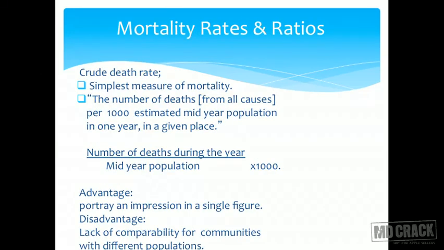Mortality rates and ratios. Crude death rate, as we had already seen this example in the rates, is just the number of people dying divided by the median population multiplied by 100. Very crude, no specialization, nothing added, no age specification, no sex specification, just crude death rate. Advantages of crude death rate: it portrays an impression in a single figure, and disadvantages are lack of comparability for communities with different populations. Now what is this lack of comparability of population difference something?